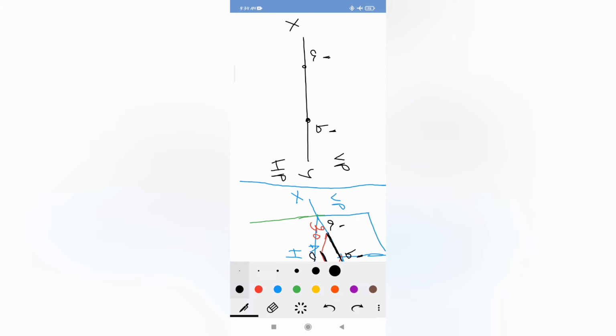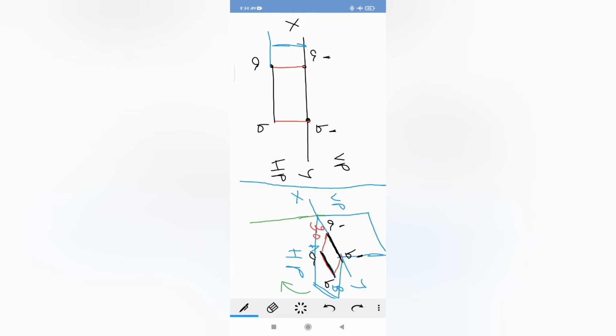The top view projection AB is at a distance of 30 mm. You can notice the point. Here, you should never forget to give the dimensioning. The dimensioning will carry marks in your examination. If you fail to give dimensioning, you will unnecessarily lose marks.